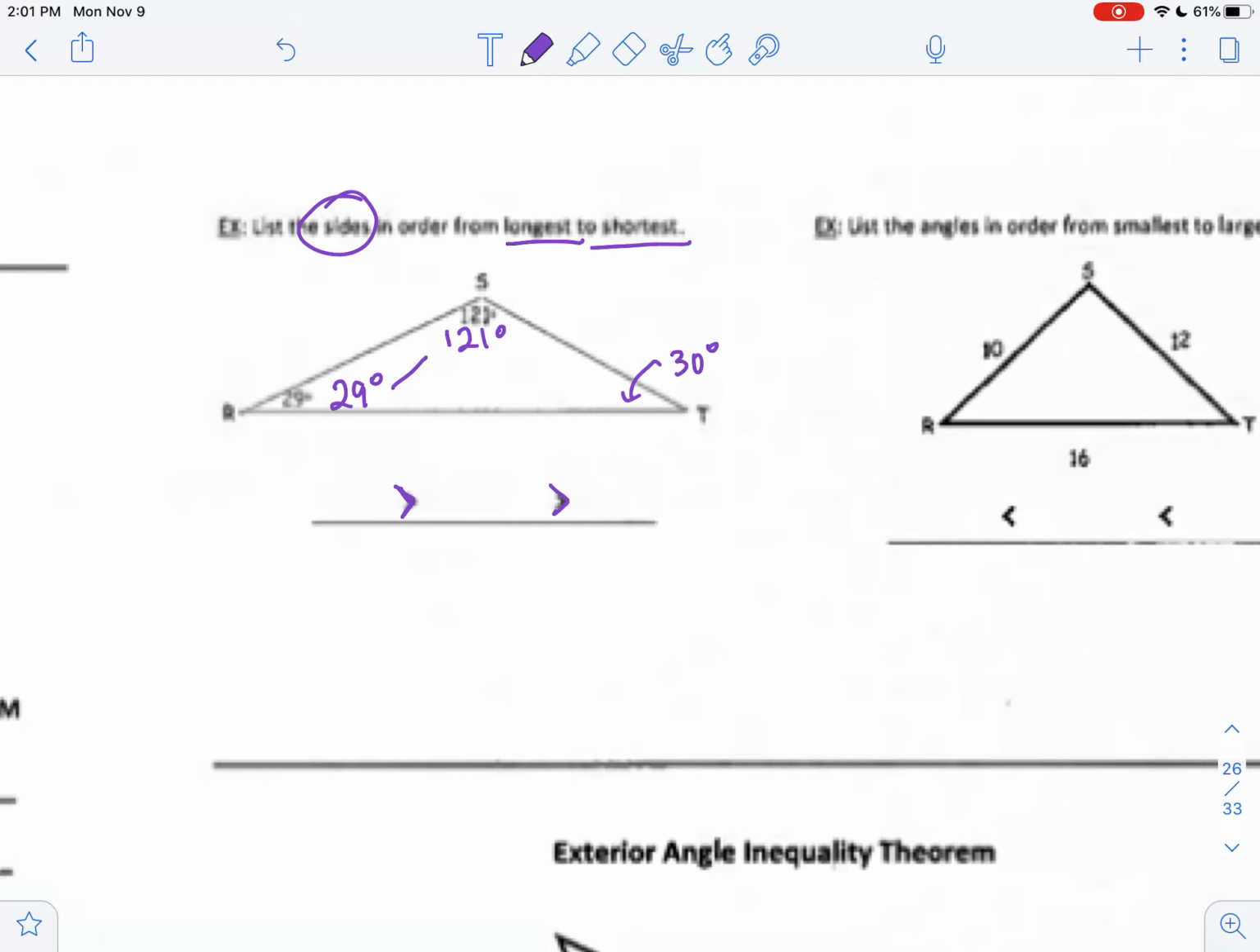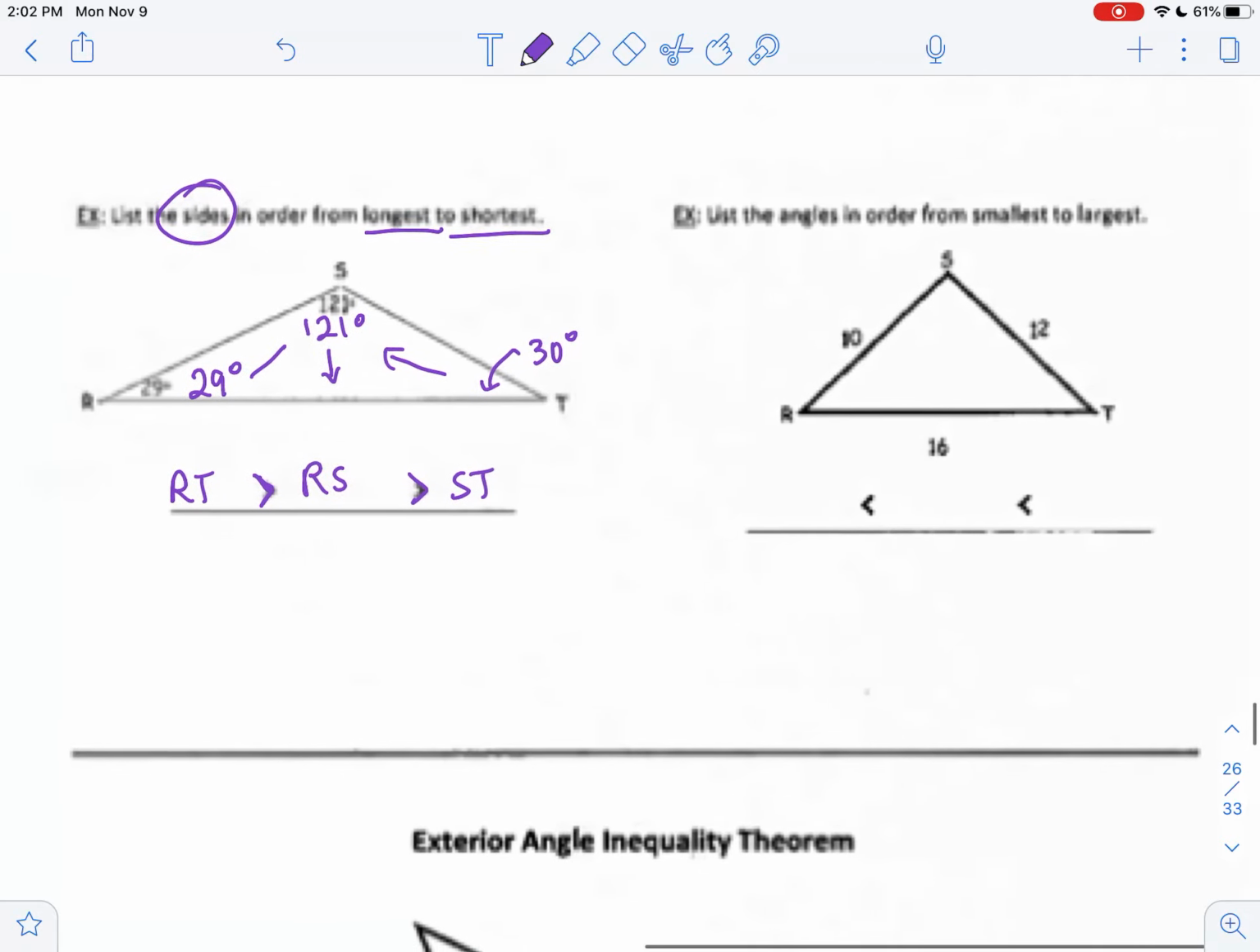Now, if I wanted the longest side, I'm going to find the angle that is the largest. So the largest angle is angle S. Across from angle S is side RT. So RT is the longest, followed by the side across from 30 degrees, since 30 is bigger than 29. And that happens to be side RS. And then lastly, ST would be our smallest length of sides.